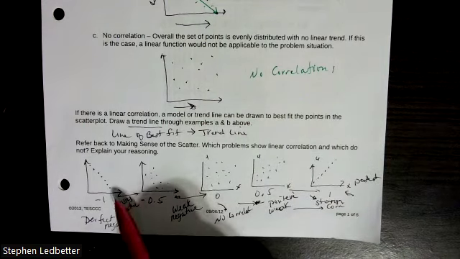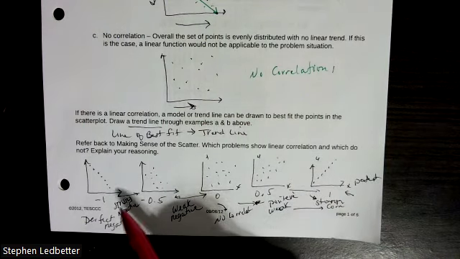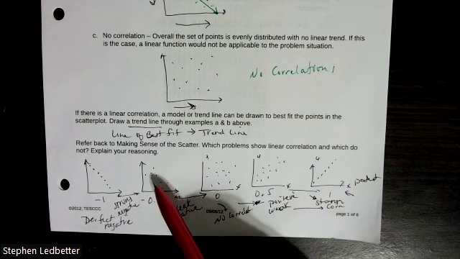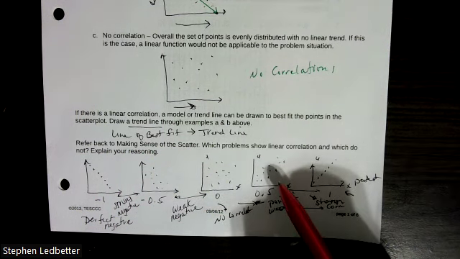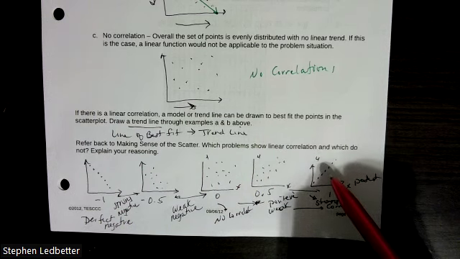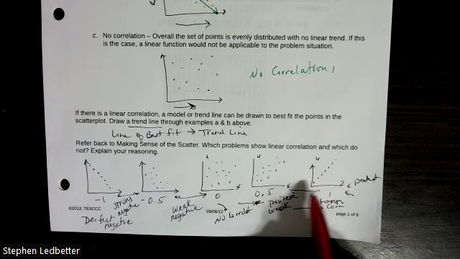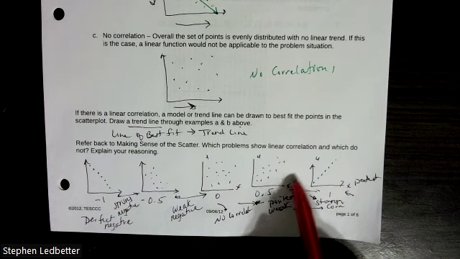So here we go again. There's a scale from -1 to a positive 1. -1 is a strong negative. This is a weak negative. This is no correlation. This is a weak positive, and this is a perfect positive. And remember, it's really what goes between here. So you could have 0.75, 0.8, 0.99.